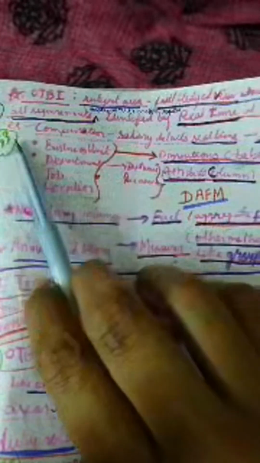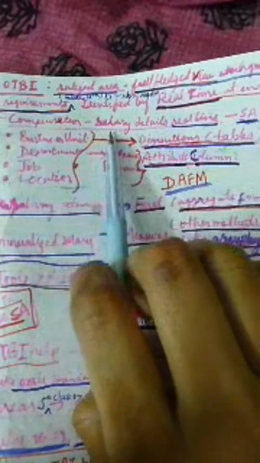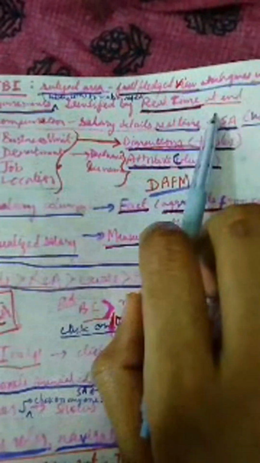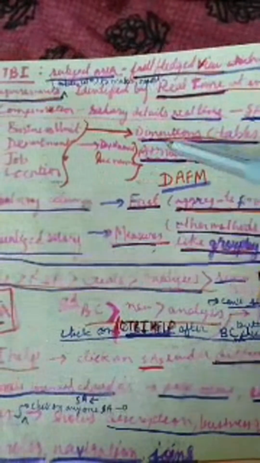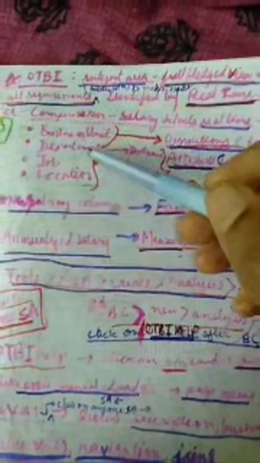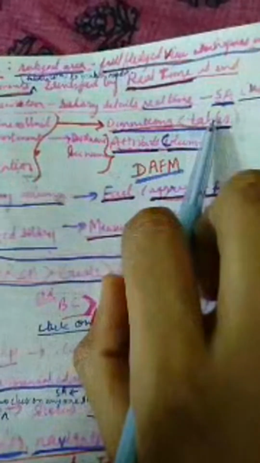And it's basically identified by "real time", which is written at the end. For example, we have compensation, salary details, real time. So this is nothing but a subject area. And inside the subject area, we have tables, which are called dimensions. So business unit, department, job, location. These dimensions are equivalent to tables.